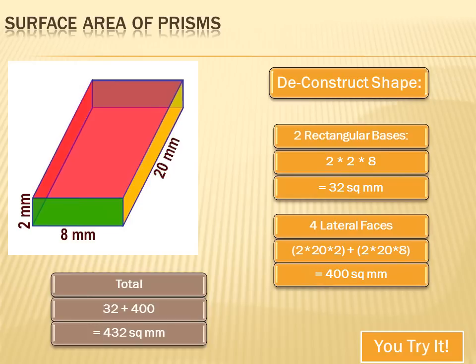Now, one thing you need to remember is, in a rectangular prism, I can make any of the sides the base, as long as I'm consistent. In this problem, we made that green side the base, but I could very easily have made this yellow side and the side opposite the base, and it would have worked just as well.